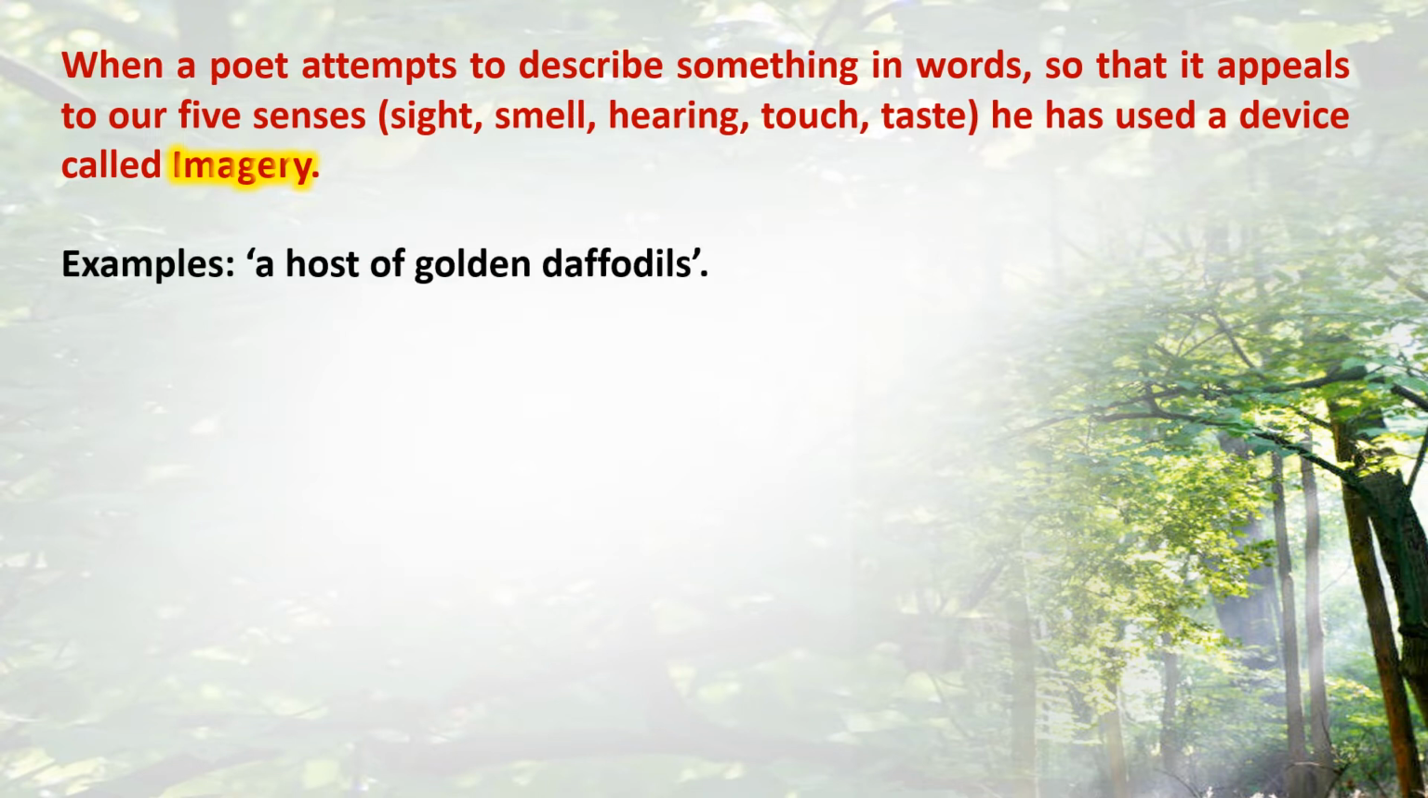For example, a host of golden daffodils. Now, when I read this line, I'm just thinking of beautiful flowers, so many of them all around, the daffodils. A picture comes into my mind. So, this is an example of the figure of speech called imagery. To a chasm deep and vast and wide. So I get a picture of a huge chasm, a deep, wide place, very, very deep. So that picture comes into your mind, and this is called imagery.